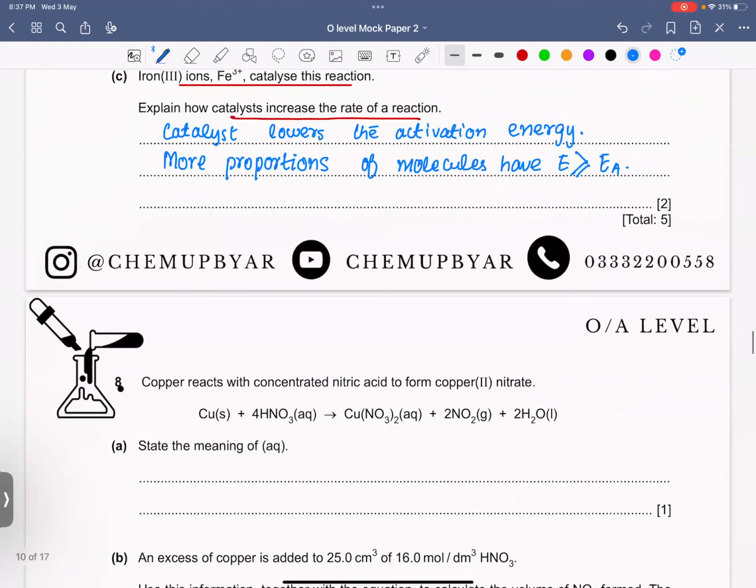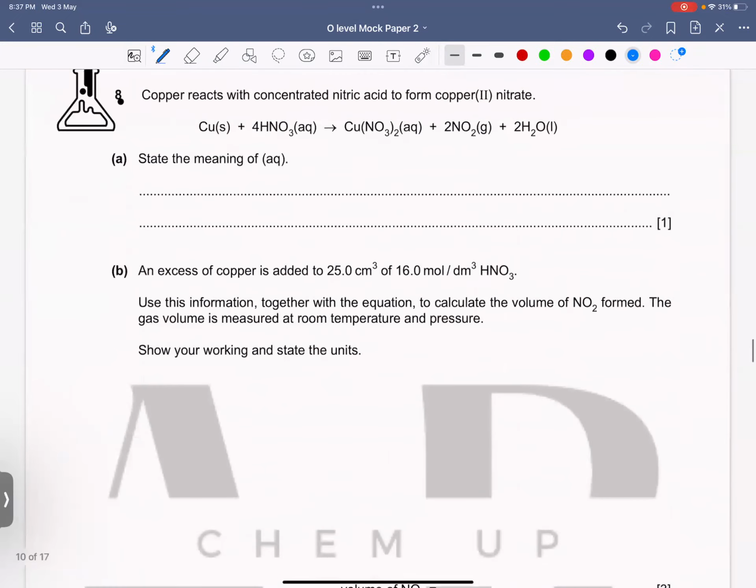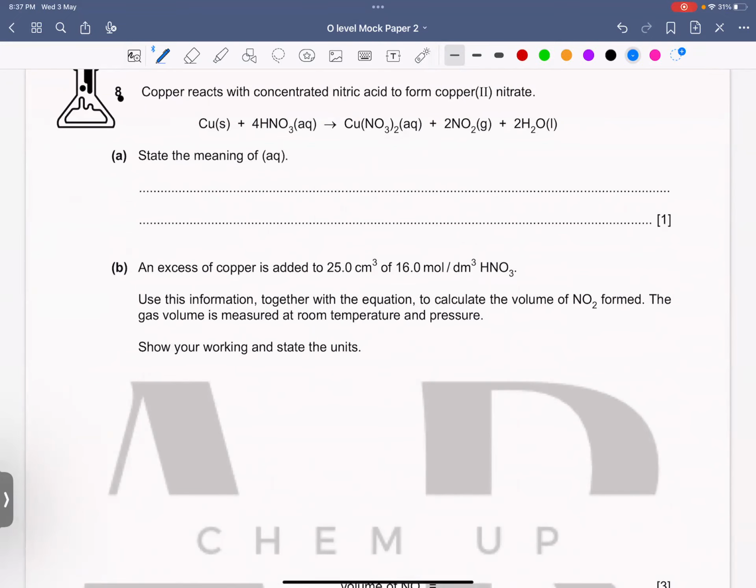Now, question number 8. Copper reacts with concentrated nitric acid to form copper(II) nitrate. Okay, here we have an equation. What is the meaning of aq? Yes, who is going to tell me? The state symbol aq means aqueous, which means dissolved in water. Okay.